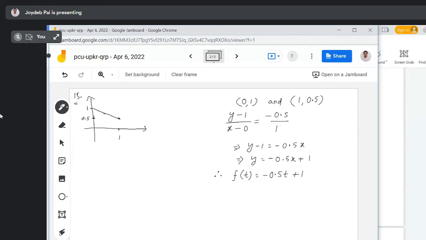Ultimately, we have to write it in the form of t and f(t), right? Otherwise, how can we take the Laplace transform? Any doubt? No, sir.